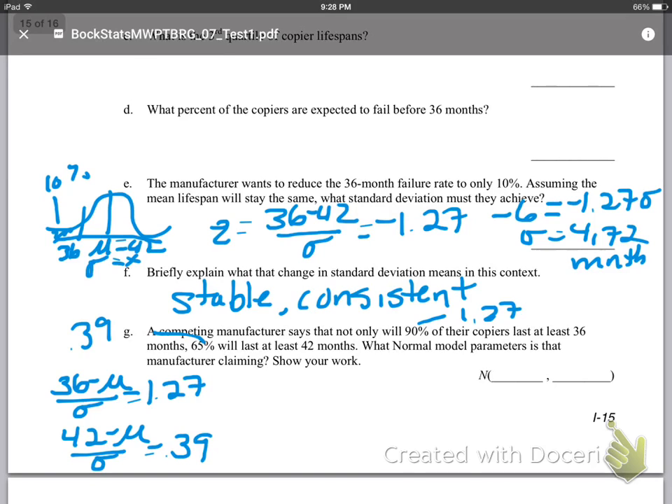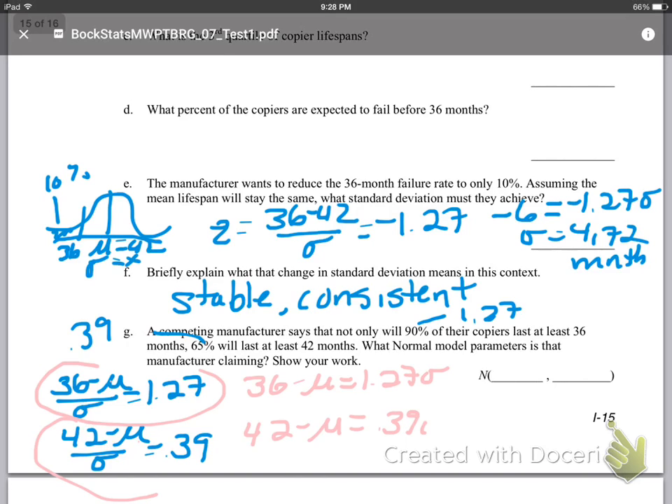Okay, so look what I wrote down here, that I have two equations. I'm going to get another color. And this right here is for the 36, because remember we need to find my mean and my standard deviation. And this is for the 65% for 42 months. Again, I need to have my mean and standard deviation. So I need to come up with a linear equation. So I get 36 minus mu is equal to 1.27 sigma. And here I get 42 minus mu is equal to 0.39 sigma. All right, and so now I'm going to write both my mu and my sigma on the same side. So I get 36 is equal to mu plus 1.27 sigma. And here I get 42 is equal to mu plus 0.39 sigma.